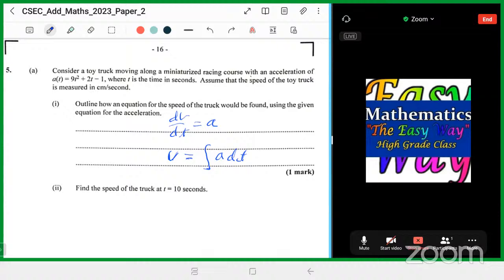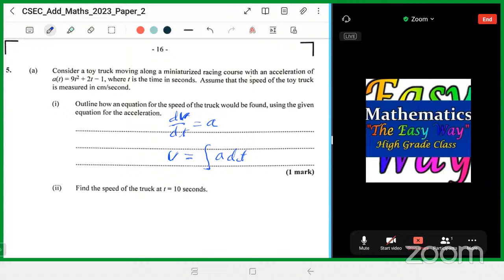And then they say, find the speed of the truck 10 seconds after. So here they didn't give me any conditions, so we have to make some assumptions. They didn't give us any conditions in terms of where it was to find our constant of integration, because we're going to have to integrate. So we can maybe assume that when t equals 0, the velocity is 0.